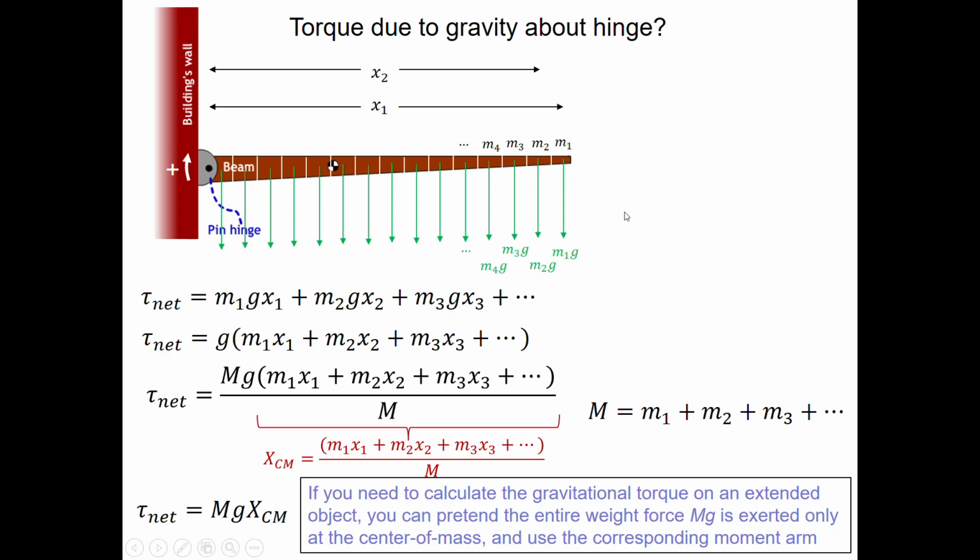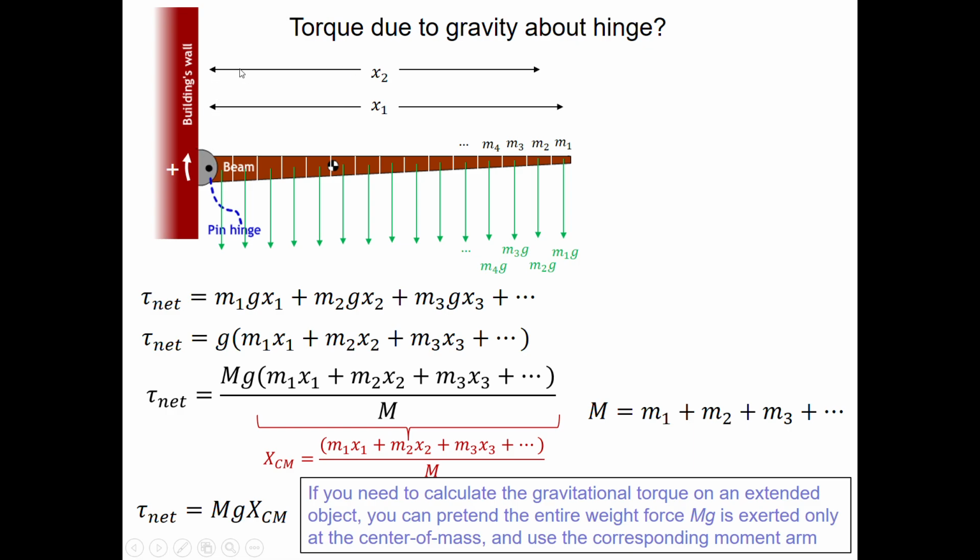Our result from the last video was a simplification that we're going to use a lot to save ourselves some effort. And that is, if we're trying to calculate the torque on some object about a fixed axis due to gravity acting on that object, at least superficially it looks like the problem is very complicated because gravity is pulling on lots of different bits of mass, and so there are lots of forces with lots of different moment arms.